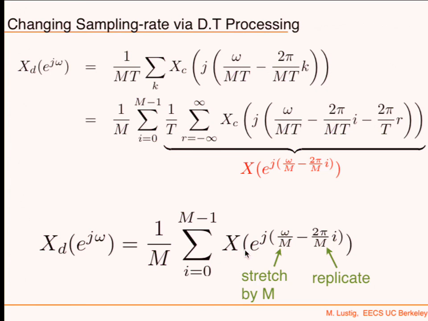And I see there are two things happening here. One is that my spectrum is stretched by a factor of M. The other thing is that it's going to be replicated M times. So my spectrum is stretched by a factor of M, and replicated M times, at shifts that are 2π/M times some integer.